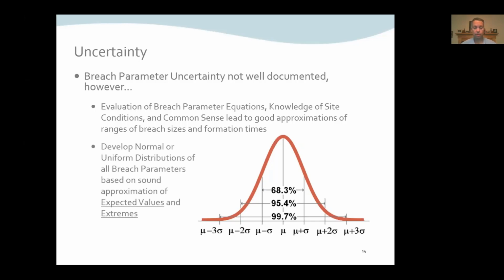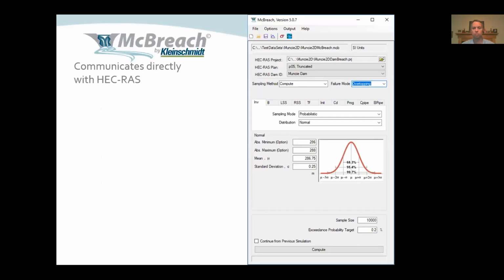This is a normal distribution example, but you can also use uniform distributions. You can use log normal. Those are available as well inside of McBreach. Your job is to come up with expected values, which might be the mean, and the extremes, which might be plus and minus 2 standard deviations, or maybe plus or minus 3 standard deviations. It's really up to you to determine that. So this is all done, or can all be done, inside of McBreach.